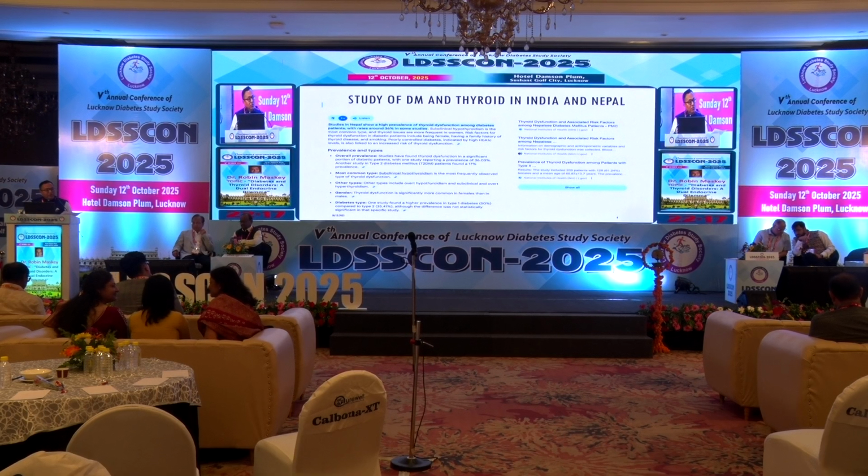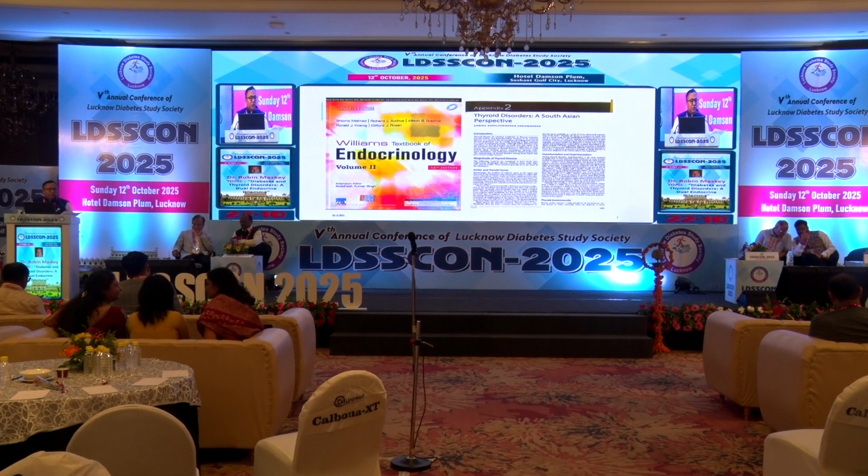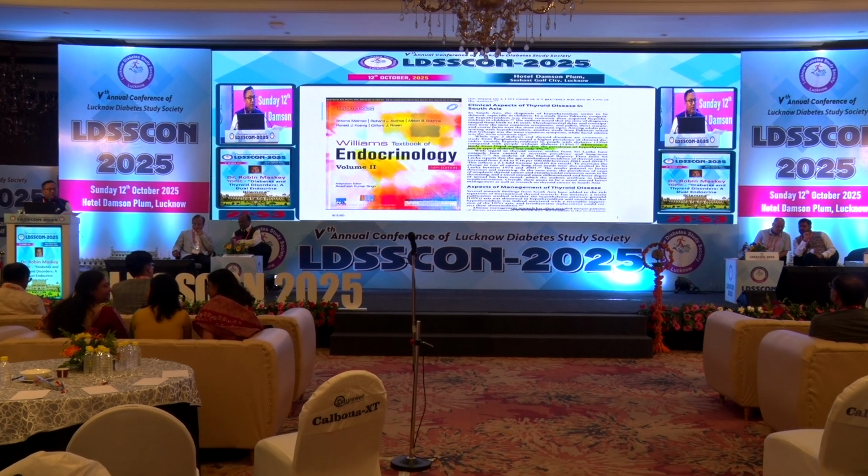It is similar to Nepal and India, the prevalence is similar, and the most common is still subclinical hypothyroidism. I am proud to share my reference given in Williams Textbook of Endocrinology, Southeast Asia edition, in the chapter Thyroid Disorders: A South Asian Perspective. It was written by Professor Ambika Gopalakrishnan sir, and he has quoted the articles which I have published. The prevalence of hypothyroidism in type 2 diabetes is only 4% in Nepal.